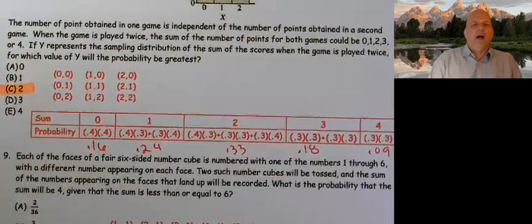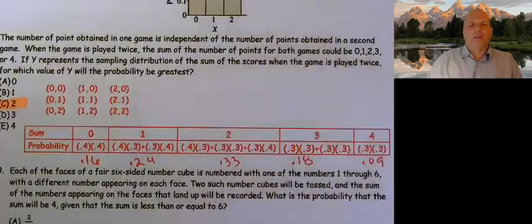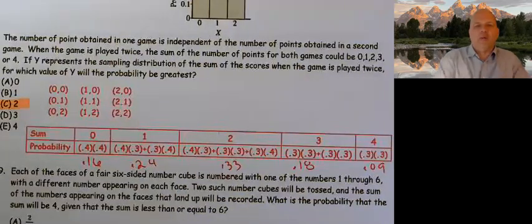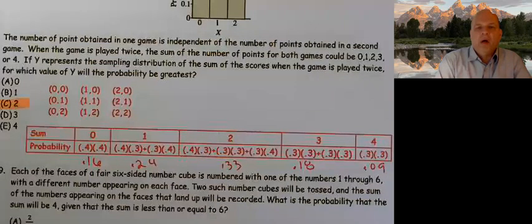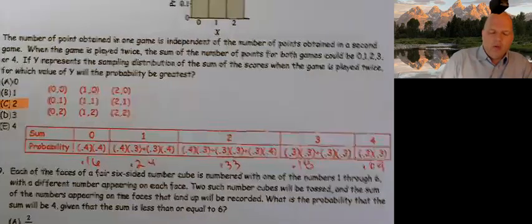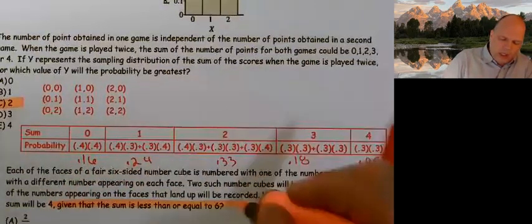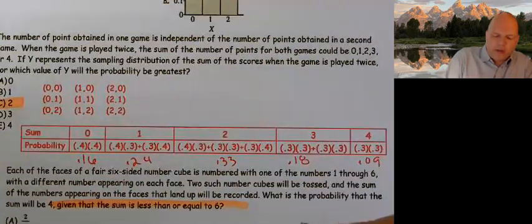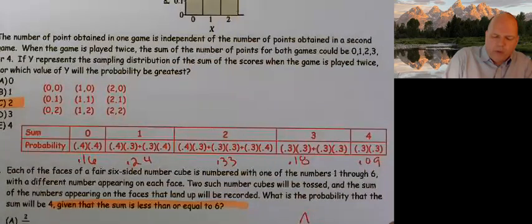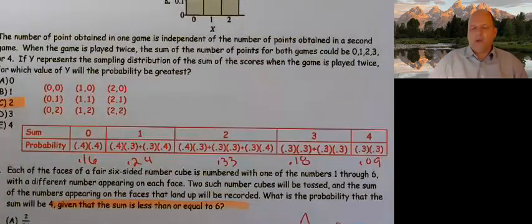Each of the faces of a fair six-sided number cube or dice is numbered with numbers 1 through 6 with different numbers appearing on each face. 2 number cubes will be tossed and the sum of the numbers appearing on the face lined up. What's the probability the sum will be 4, given that it is less than or equal to 6? Well, remember, they said given. So that means I'm working with an intersection over given, and what I was given was 6. So 6 has to be in the denominator, and it says less than or equal to 6.